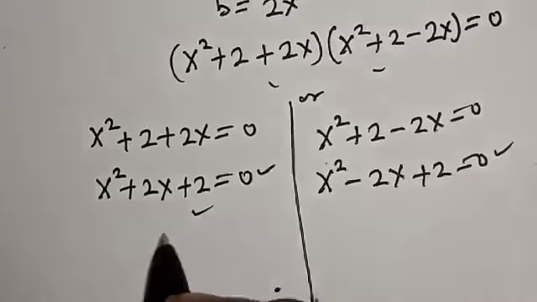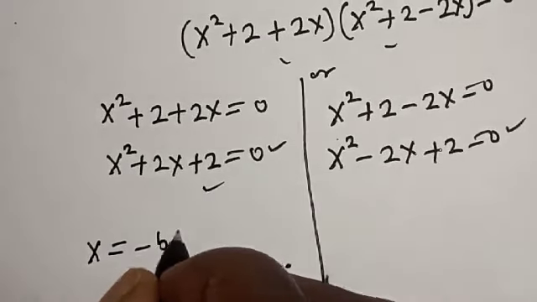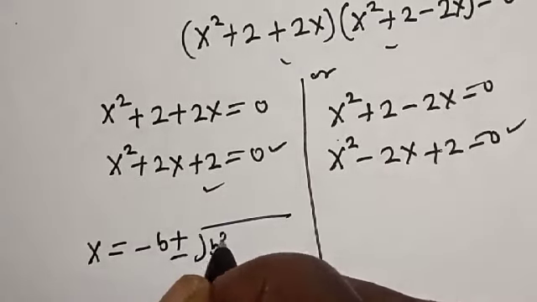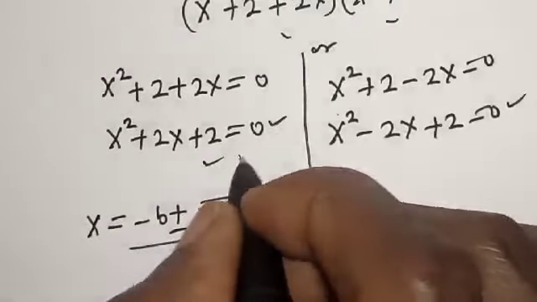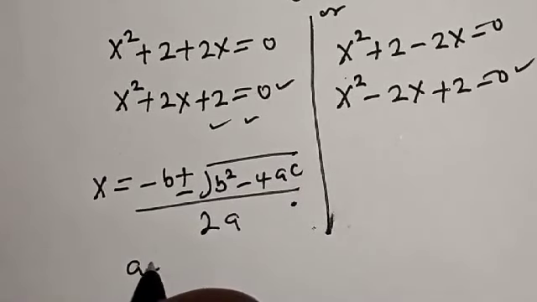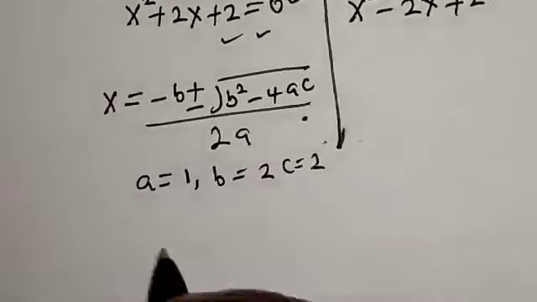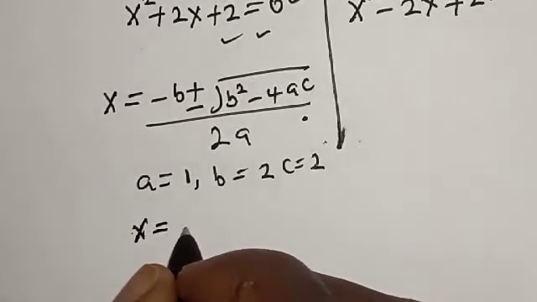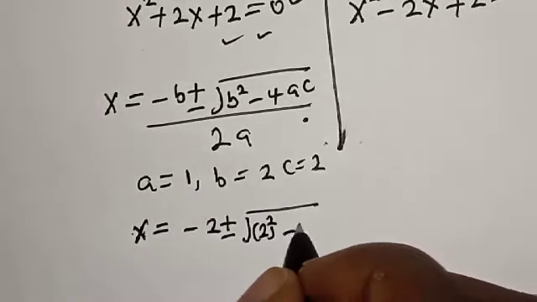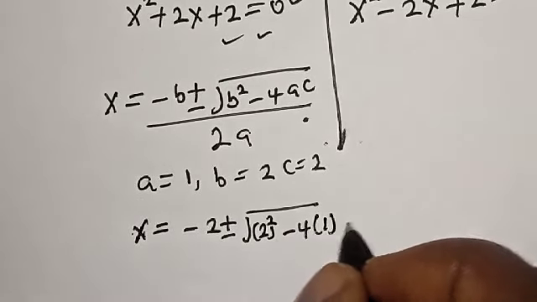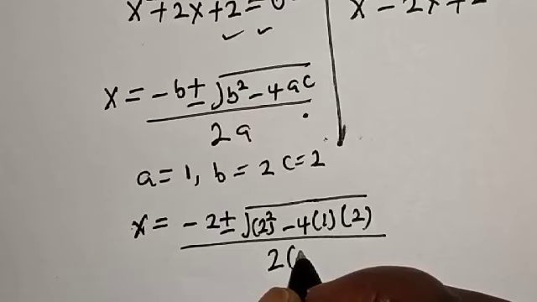We can solve this using the quadratic general formula, and our quadratic general formula is giving us x is equal to minus b plus or minus square root of b squared minus 4ac divided by 2a. And from this equation, a is equal to 1, b is equal to 2, and c is equal to 2. Let's substitute. We have x is equal to minus 2 plus or minus square root of 2 squared minus 4 multiplied by a, 1, multiplied by c, 2, divided by 2 multiplied by a, which is 1.